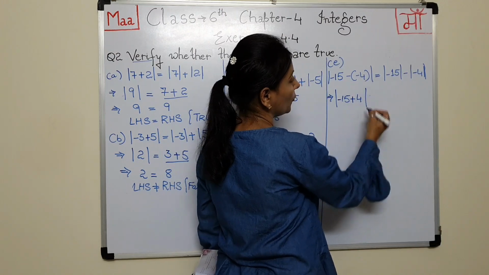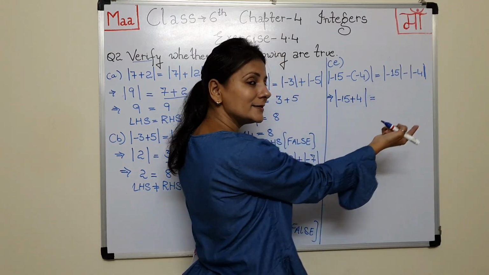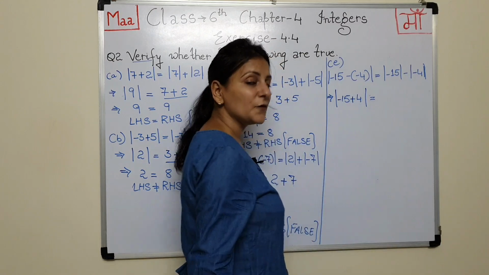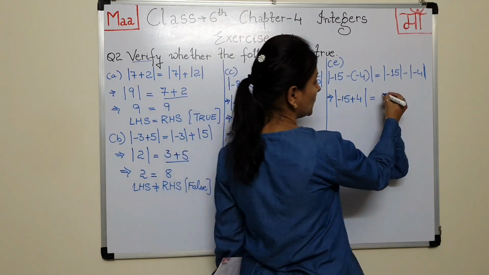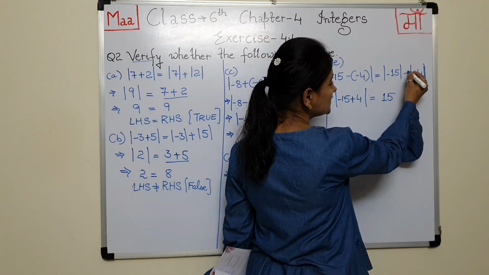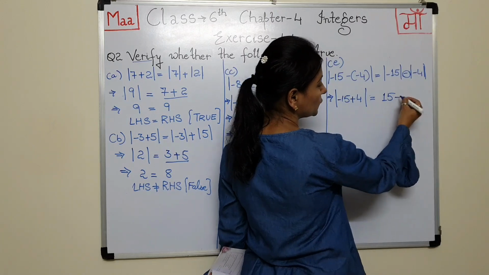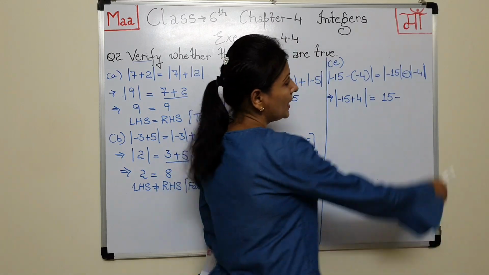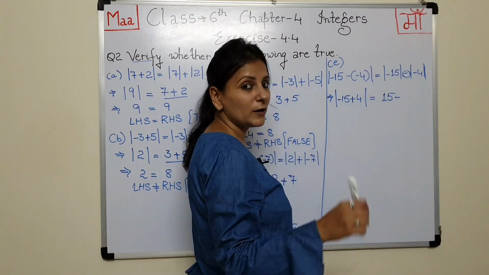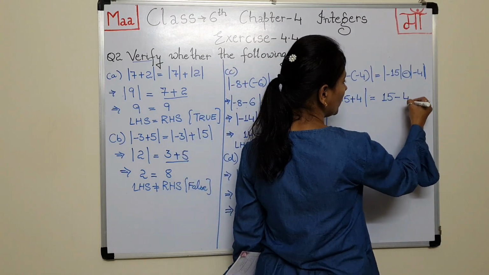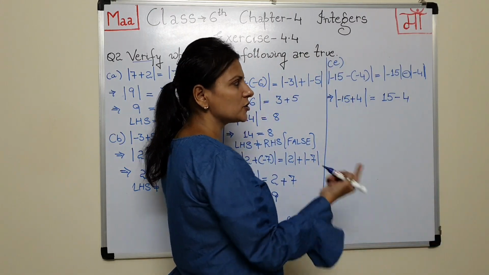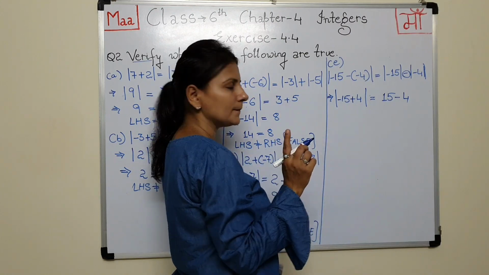So plus 4. And towards the right hand side, absolute value of minus 15. Minus 15 ki absolute value will be 15 only. In between, minus sign is there, so that minus sign will come as it is. And the absolute value of minus 4 will be what? It will be 4. Plus 4, so no need to mention plus, direct 4 will come there.